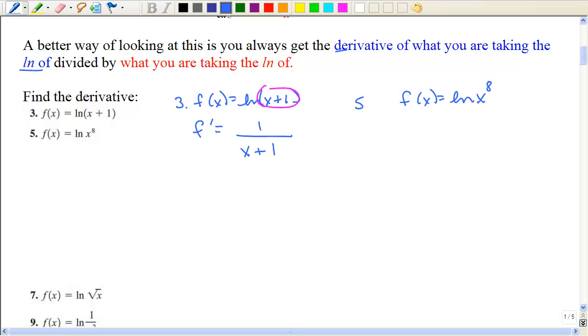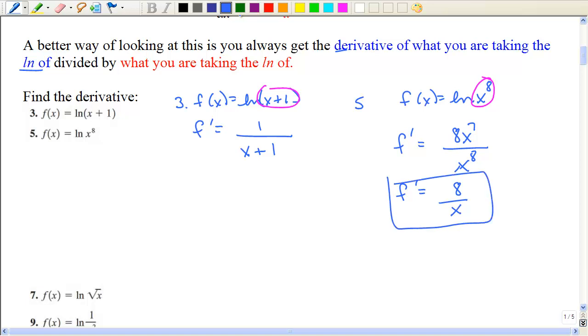I'm going to work number 5 two different ways, and then let's discuss the easiest way. Right? Taking the derivative says put that on the bottom, and then take the derivative of x to the 8th. And now let's simplify that, so that would reduce to 8 over x.